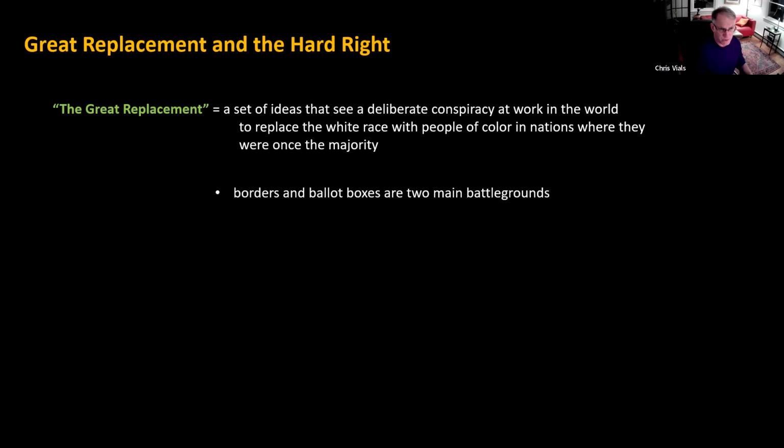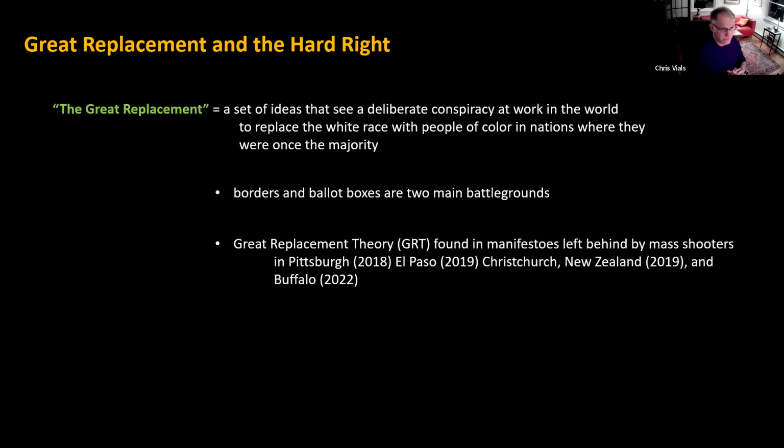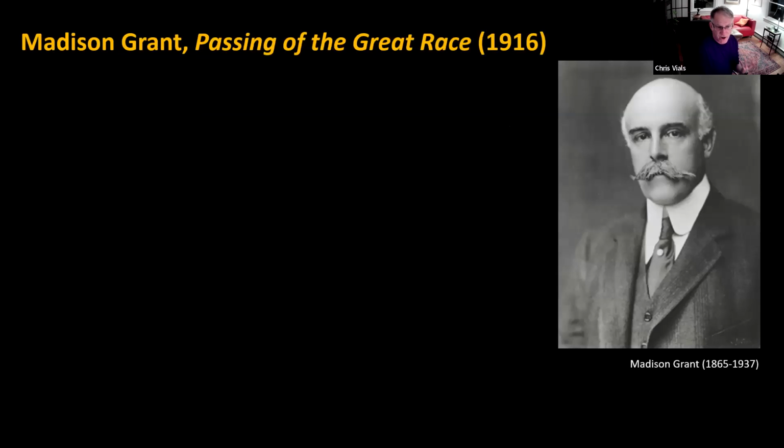Borders and ballot boxes are the two main battlegrounds here. If you control the borders, you control the ballot boxes, and you can make sure that the white race isn't fully replaced. Suffice to say, the most important immediate places it circulated are in manifestos left behind by mass shooters, like the synagogue shooting in Pittsburgh, the El Paso Walmart shooting, the mosque shooting in Christchurch, New Zealand, and in Buffalo, the Tops supermarket, more recently. All of these shooters subscribed to some version of Great Replacement theory, right?